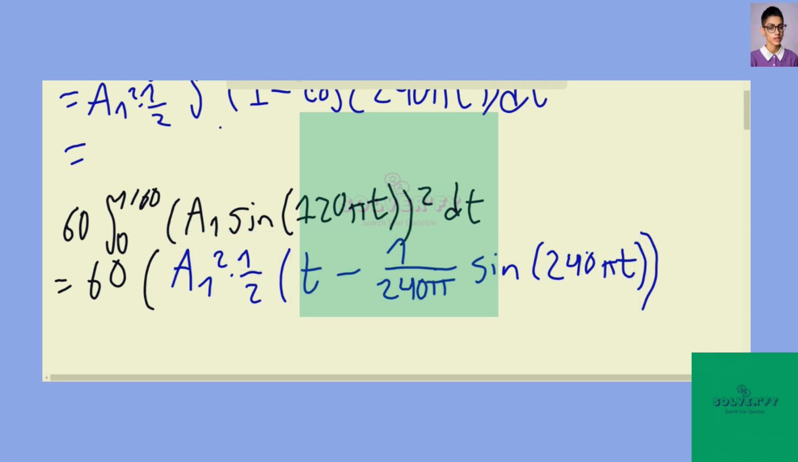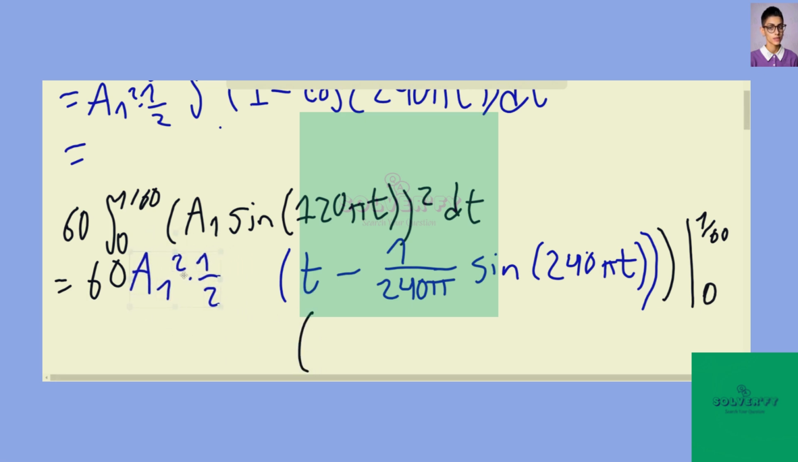And we're going to have that basically from the bounds 0 to 1 over 60. We have all those. We could take out those constant multiples though in this case too. So I'm just going to do that. We have a1 squared times half, so I'm just going to move that out.